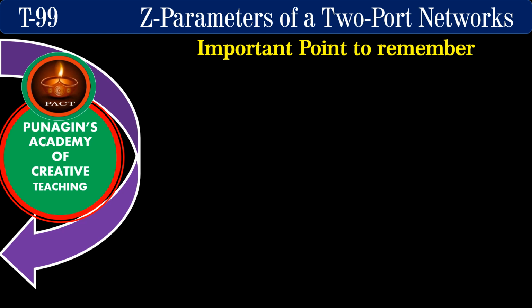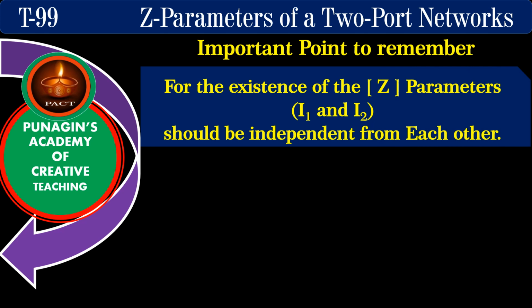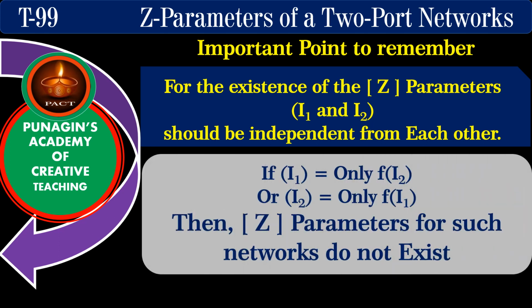Friends, here is an important point to remember regarding the Z parameters. For the existence of Z parameters, I1 and I2 should be independent from each other. If I1 is only a function of I2 or I2 is only a function of I1, then Z parameters for such networks do not exist. Remember this, and this will be clear when we study the Z parameters in detail in the subsequent tutorials.